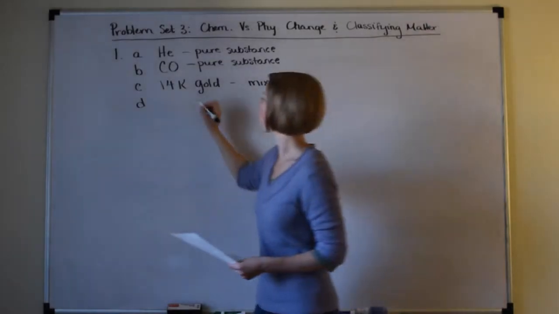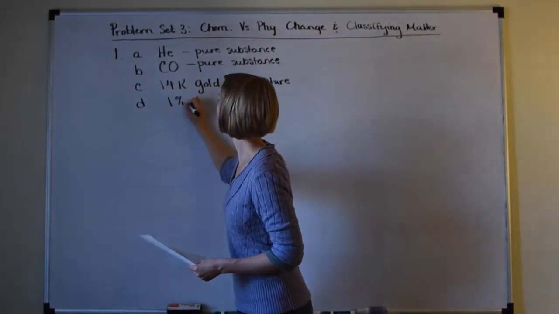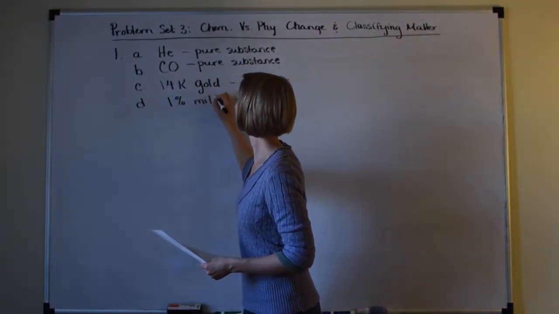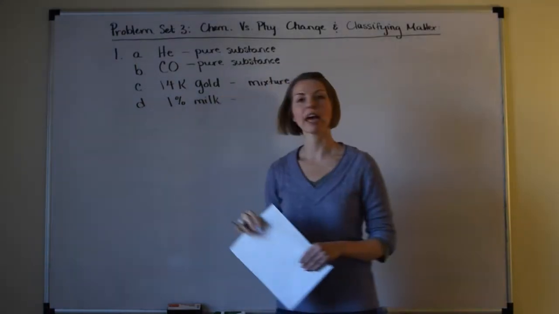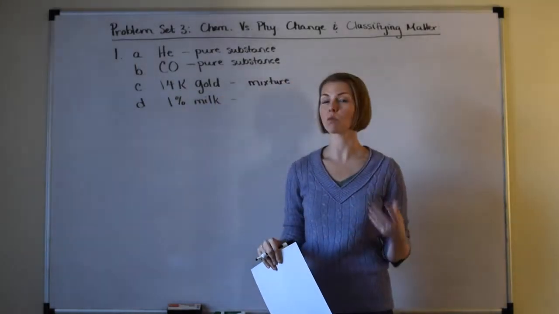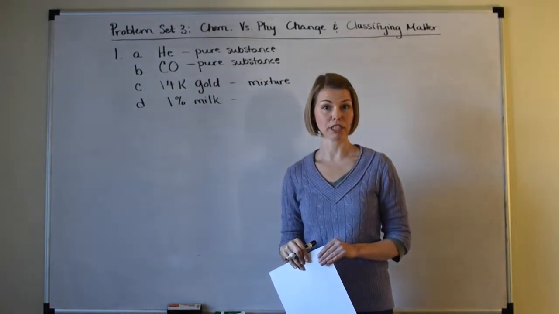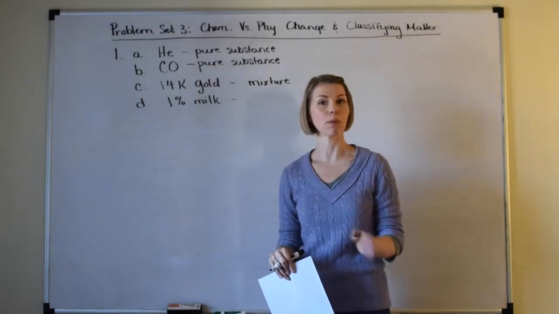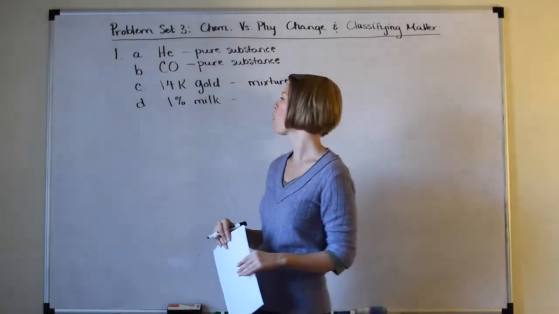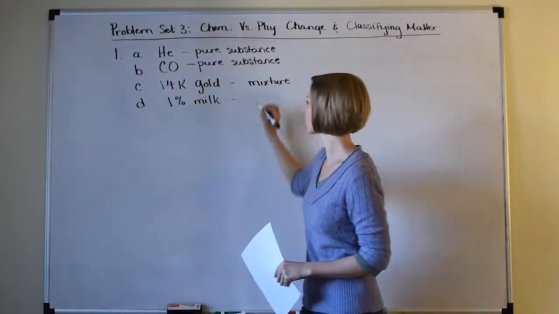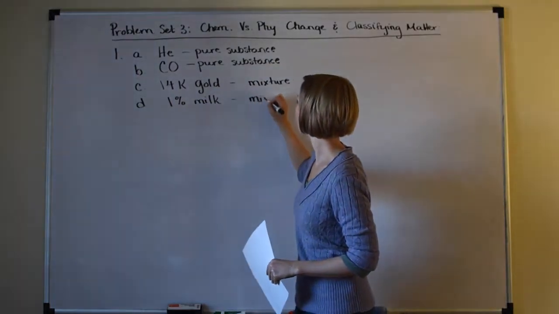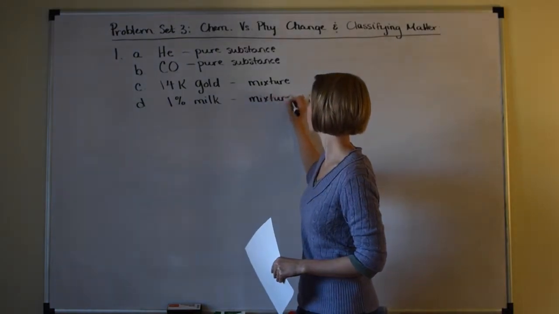And last but not least, 1% milk. Milk has fats, proteins, water, lots of different things in it. We know it has a variable composition because we can buy skim milk or 1% milk or 2% milk or whole milk. So milk is definitely a good example of another mixture.